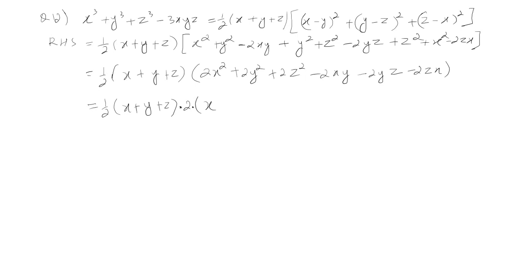So we have x square, y square, z square minus xy minus yz minus zx, and because everything is product, this 2 and this 2 you can cancel. This 2 and this 2 we have cancelled. So whatever things are left, we'll rearrange and write it properly.